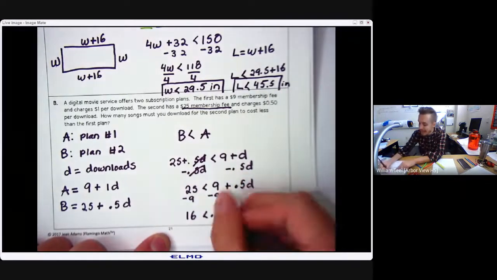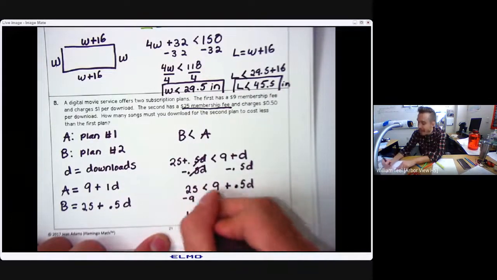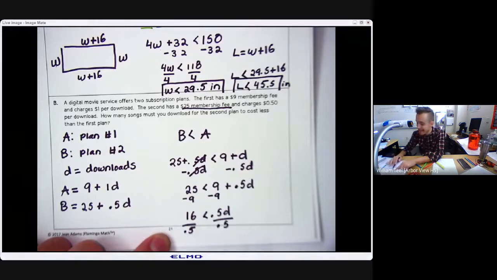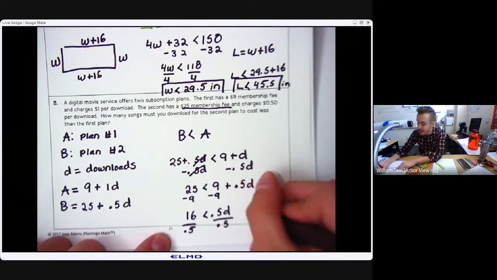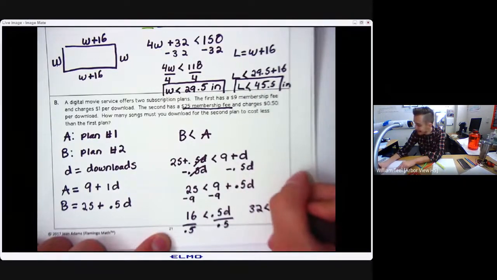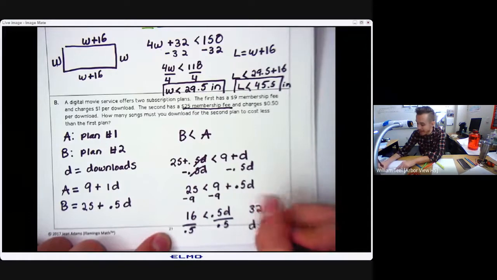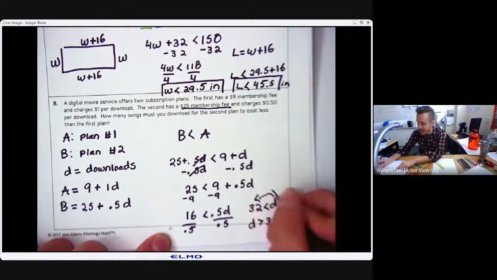Then to get D by itself, I just divide both sides by 0.5. Now, if I'm dividing by 1/2, that essentially means that I'm multiplying by 2. 16 divided by 0.5 is going to be 16 times 2. So I know that 32 is going to be less than D. What that means is downloads has to be greater than 32. If I just flip those around, that's what that's going to look like.